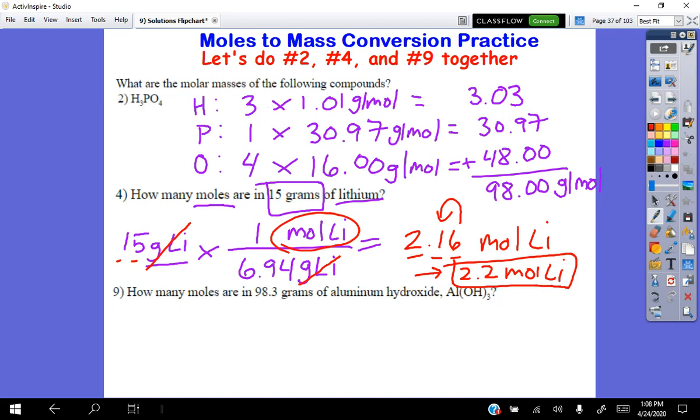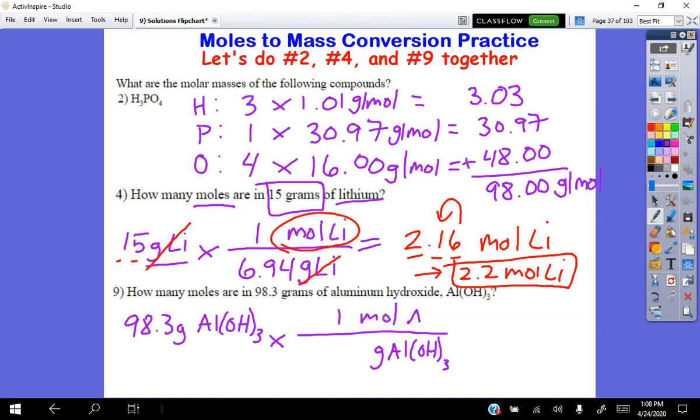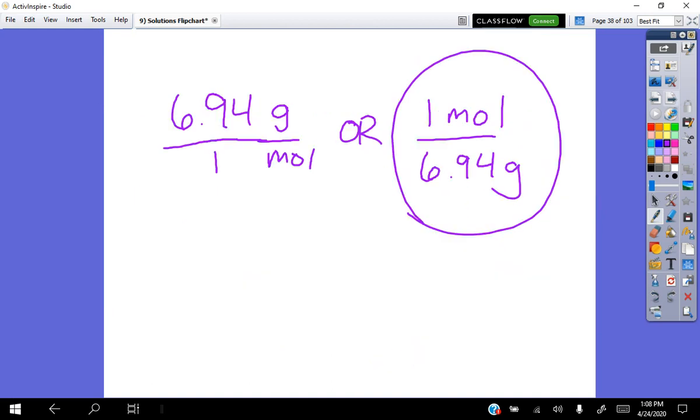The next problem, very similar setup. We're starting with 98.3 grams of aluminum hydroxide. Set up our fraction. Grams of aluminum hydroxide is on the bottom, and 1 mole of aluminum hydroxide will be on top. I have to figure out the molar mass for this one. So split it up here.